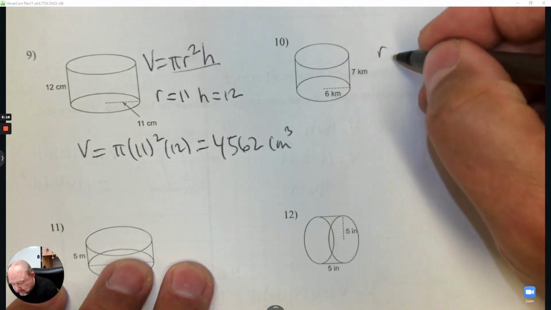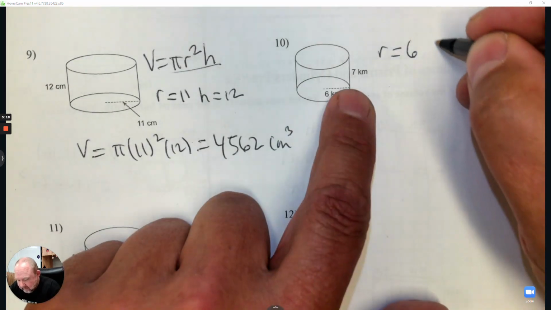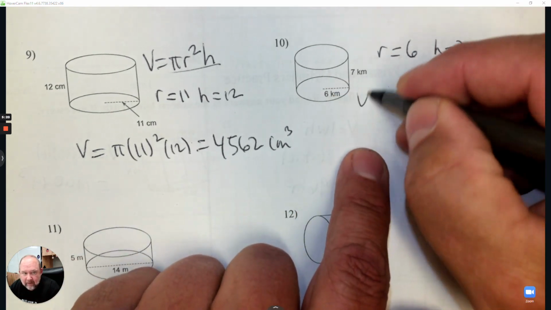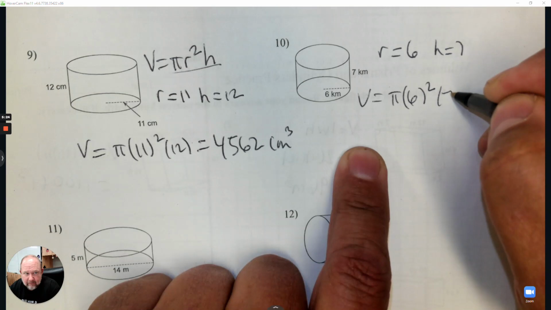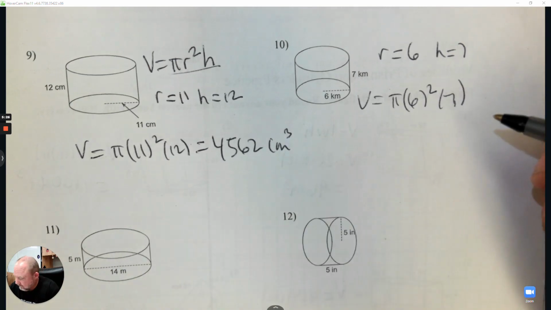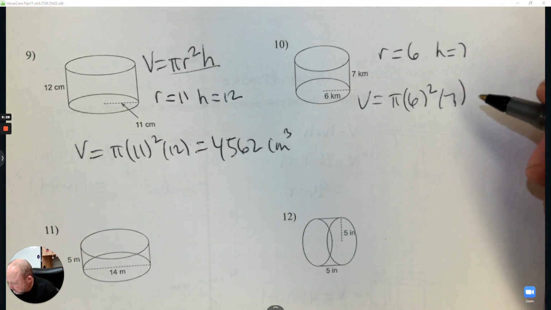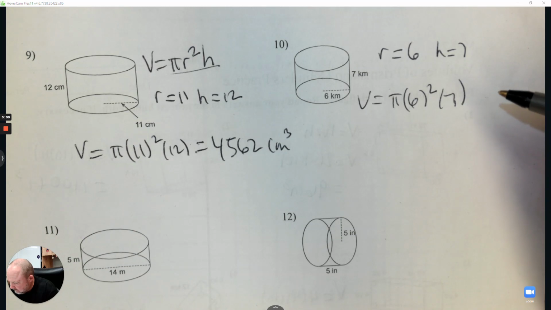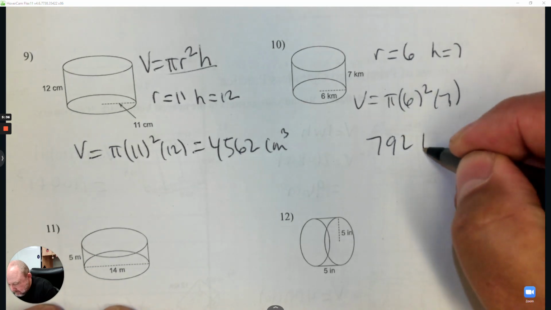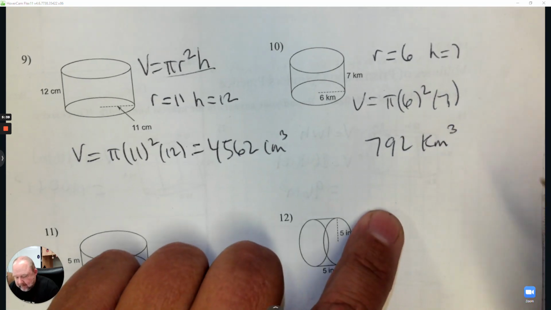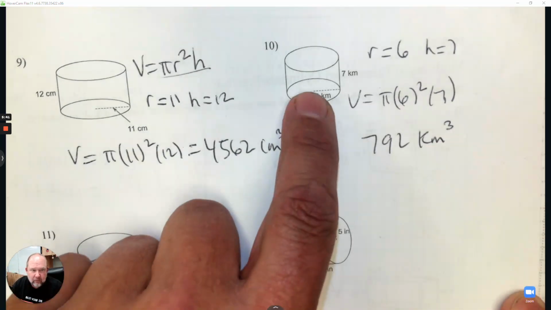So I need to know the radius, that's 6. I need to know the height, that's 7. And then the formula. So it's pi r squared times 7. That's it. And I round to 792. And again, for volume, that's kilometers cubed.